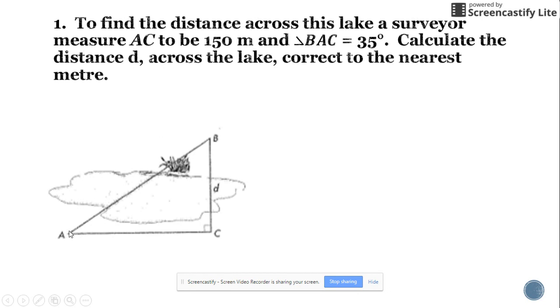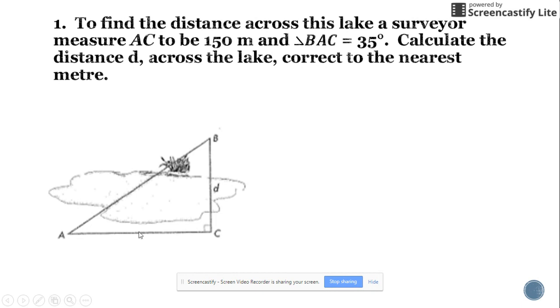So what is AC? So we've got A, B, and C. So AC, he's got to measure that to be 150 meters, and angle BAC, which means that the angle's there, is 35. So if you want to draw it, you can put in your 150 here, and you can say that's 35. Calculate the distance D there across the lake to the nearest meter.